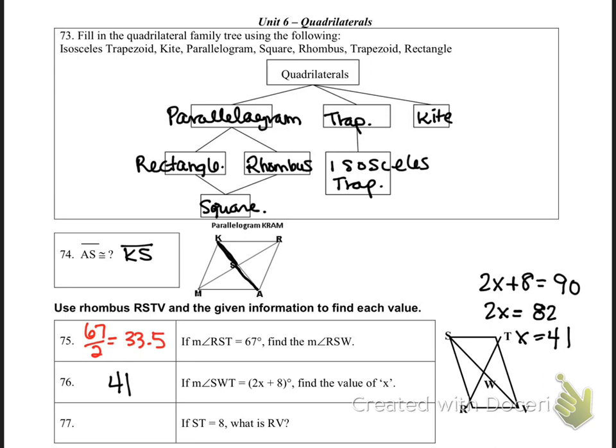So again, I'm going to erase this information because it's a new problem, new information. So if ST is 8, that's this right here, they want us to find RV. Well, in a rhombus, opposite sides are congruent, so it has to be 8.